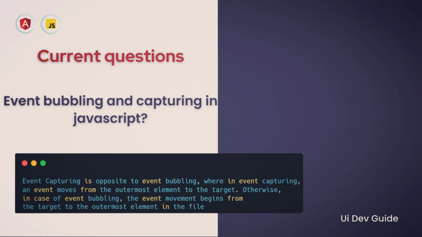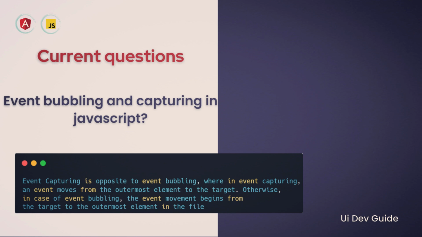Capturing is vice versa. If I want to make it stop at some level, how can we do that? We can do it using stop propagation, event.stopPropagation. I didn't get the exact property, but there is also another one, stopImmediatePropagation. That is for when you have written the same functions for a single element, then we have to use stopImmediatePropagation.